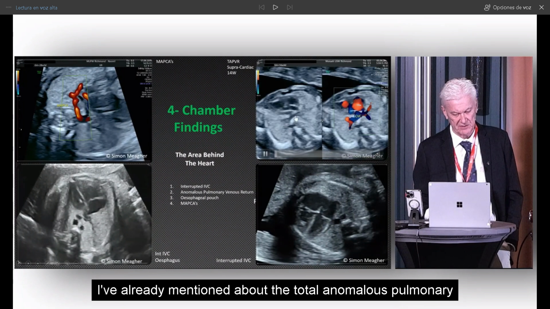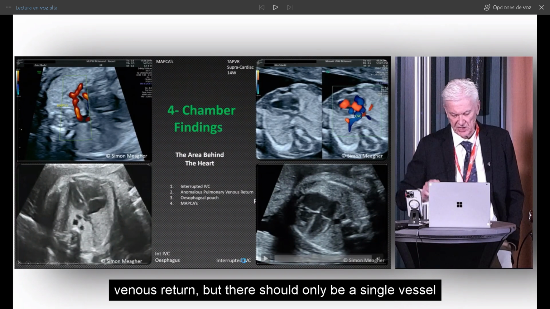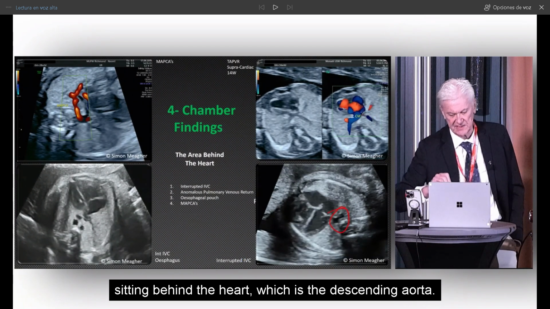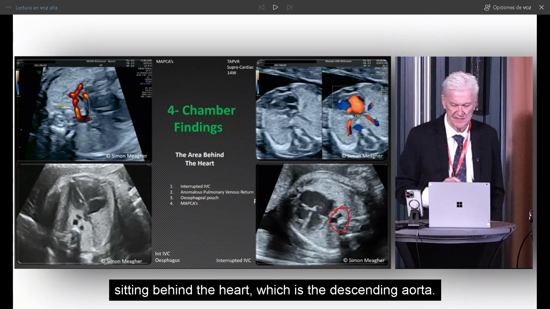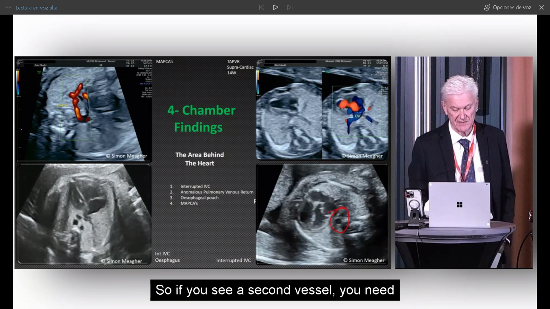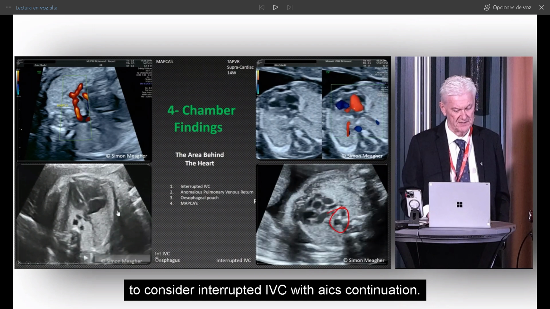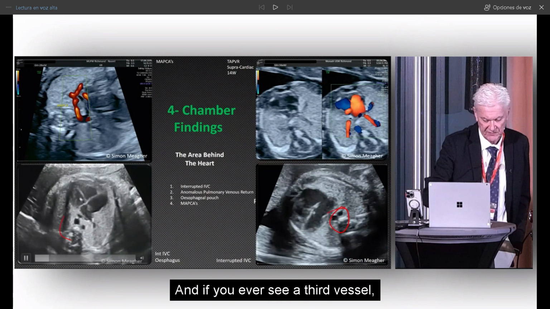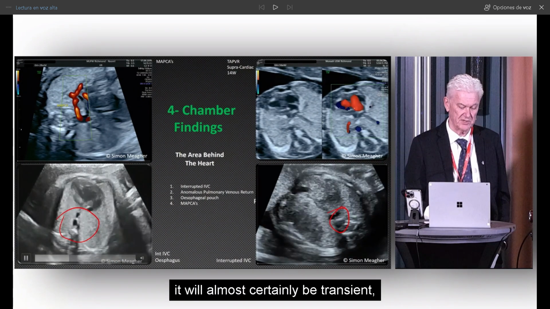I've already mentioned the total anomalous pulmonary venous return, but there should only be a single vessel sitting behind the heart, which is the descending aorta. So if you see a second vessel, you need to consider interrupted IVC with azygos continuation. And if you ever see a third vessel, it will almost certainly be transient.